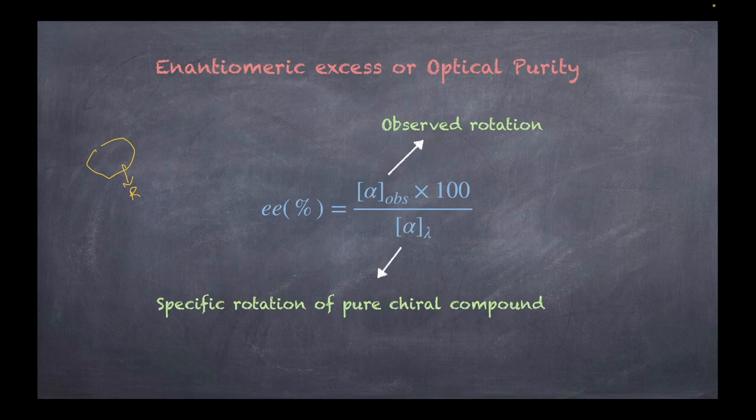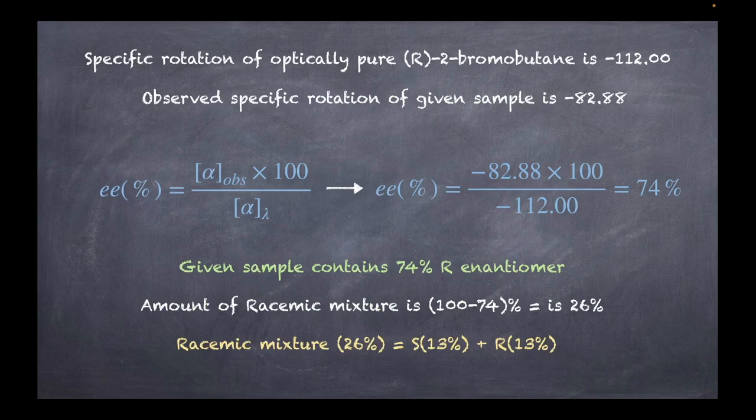So the enantiomeric excess or optical purity is expressed by this expression, which is the ratio of observed rotation and the specific rotation of pure chiral compound. Let's say in this case the given solution is 2-bromobutane. We know the observed rotation here. That means the solution rotates the plane of polarization by minus 82.88 degree, and we know the specific rotation of the pure R enantiomer of 2-bromobutane is minus 112.0. So we know both quantities, so we can get the enantiomeric excess or optical purity of our sample. So let's put all these values.